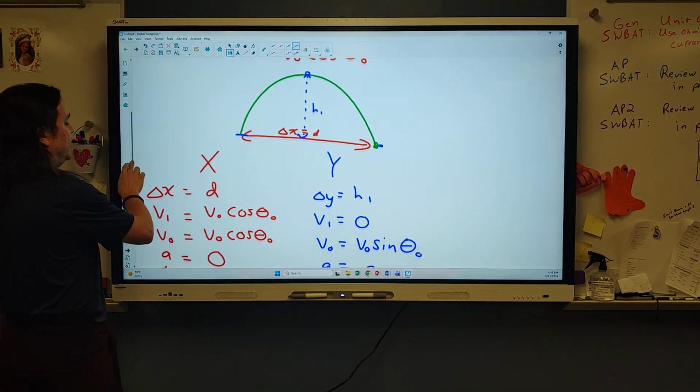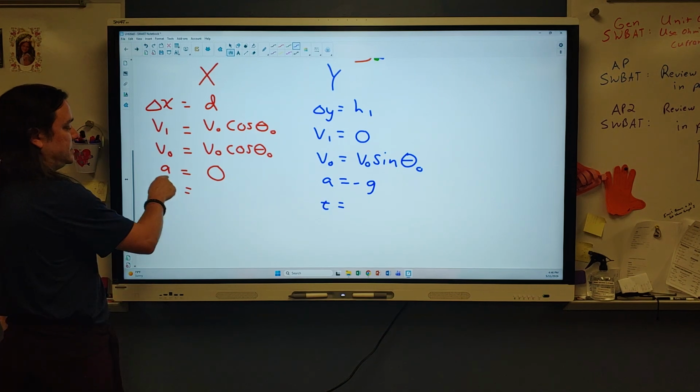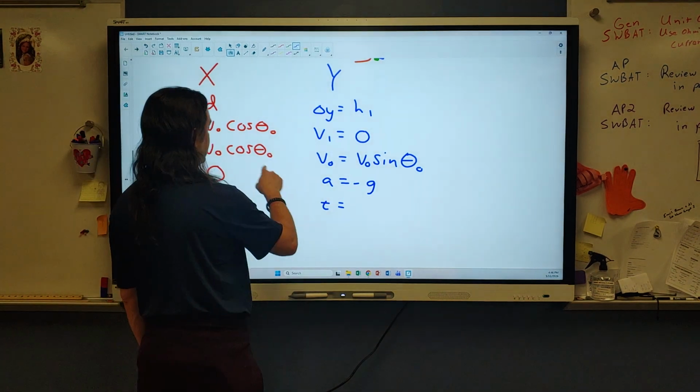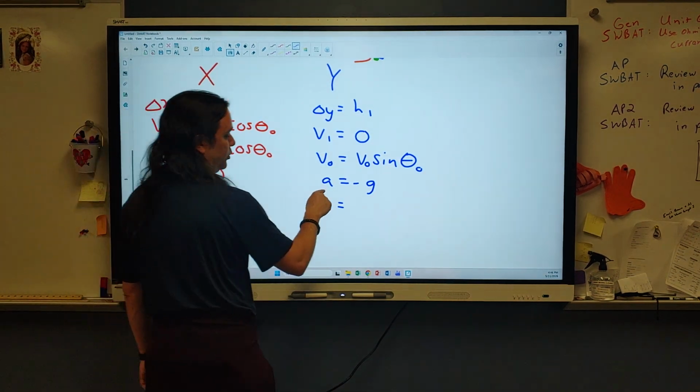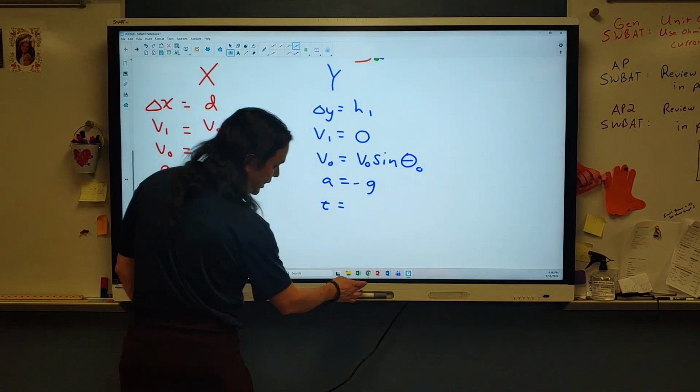The main reason that I've laid this out, I know that we're going to use this here in just a minute, but the big thing that I want to bring up is this. Our acceleration is 0 in the x, and we have a non-zero positive value. Our acceleration in the y is negative g, which is most likely negative 10.